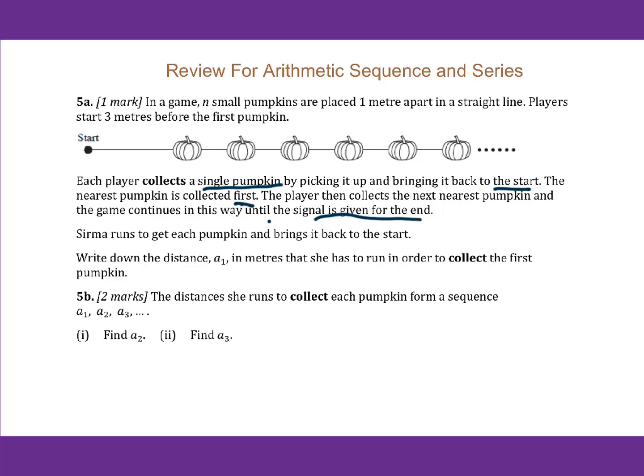Thelma runs to get each pumpkin and brings it back to the start. Write down the distance A1 in meters that she has to run in order to collect the first pumpkin. We can use this diagram to figure out the sequence. This is A1, here's A2, A3. We know this is 3 meters, 1 meter, 1 meter, 1 meter, and so on.